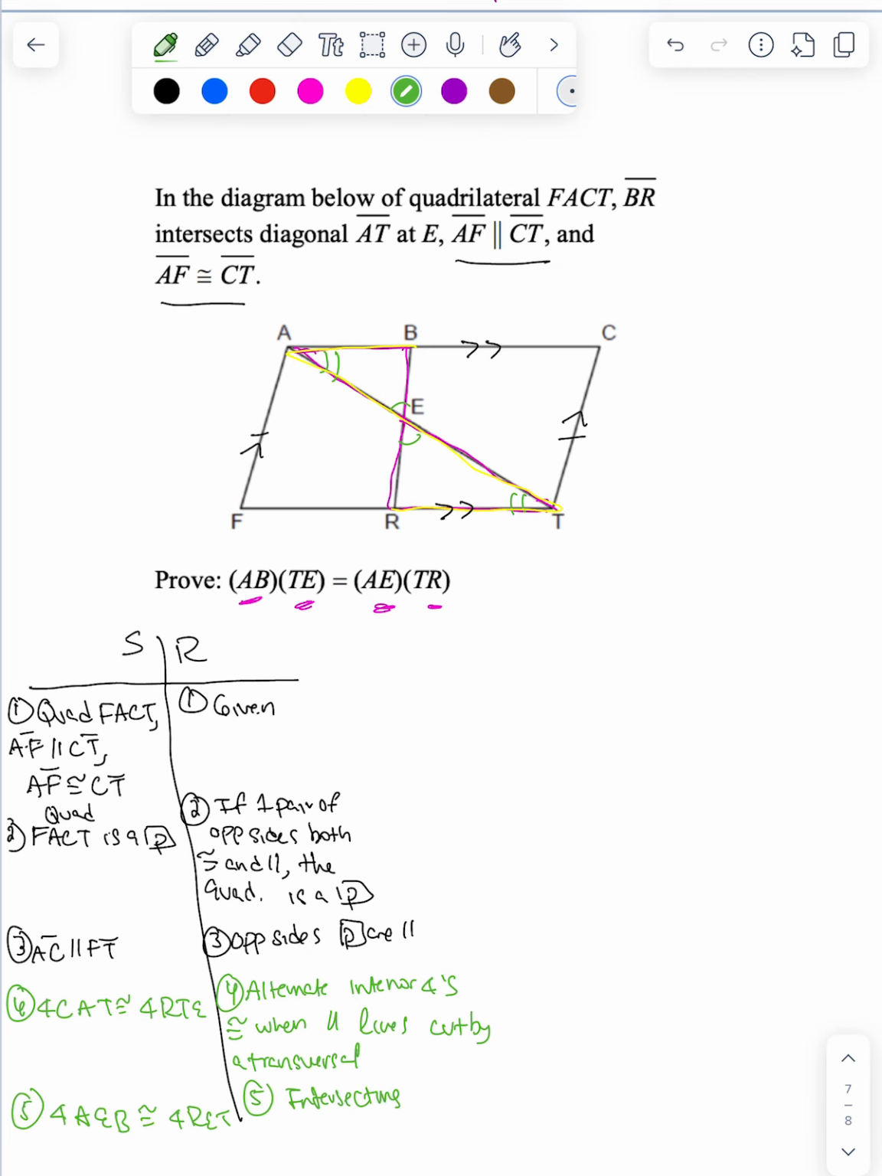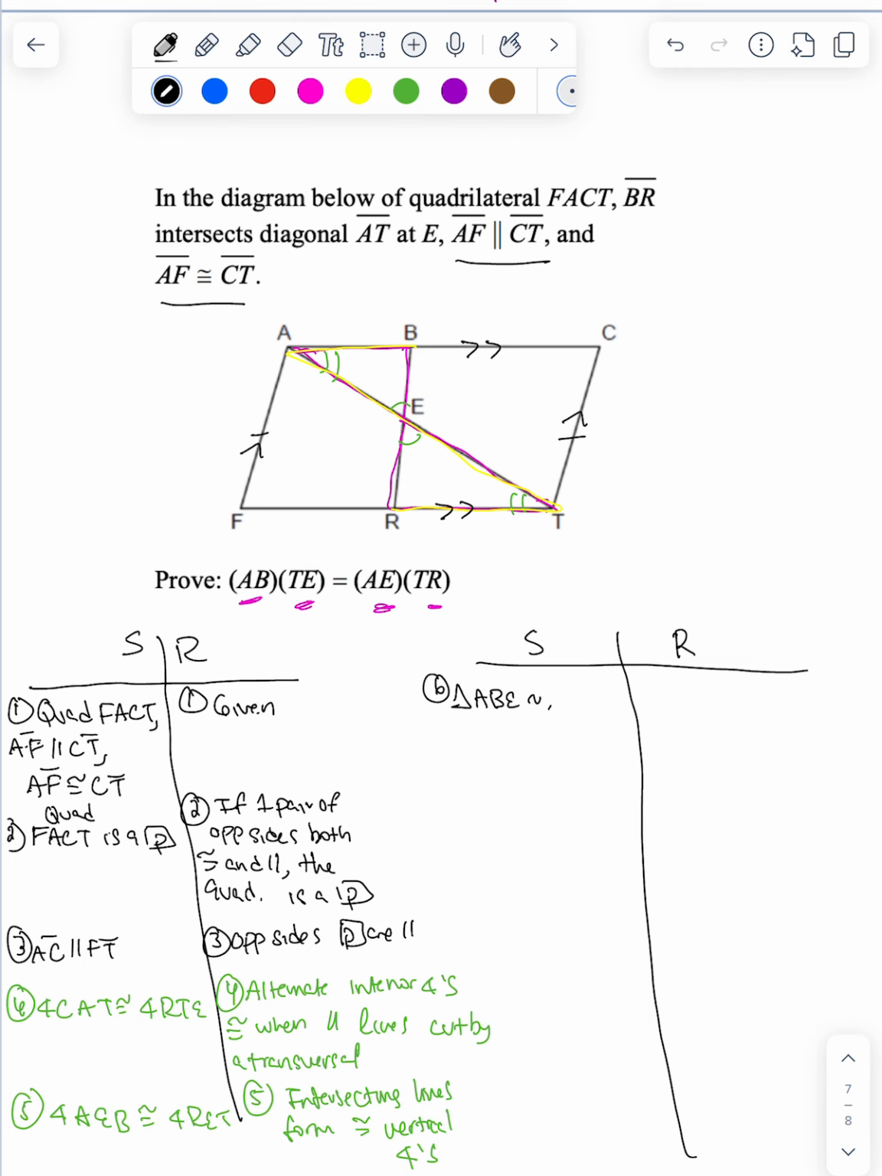intersecting lines form congruent vertical angles. And then I'm going to have to continue over here with my statement reason chart. And now we're all set with our AA. So I can say triangle ABE is similar to triangle RET, and that's due to AA.